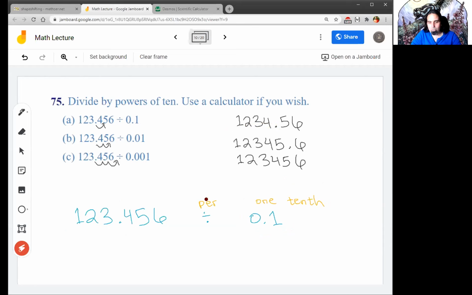So if you are per a tiny thing, then by the time you look at per your whole amount, because divided by 1 doesn't change anything, then you get more of it. If you had some amazing job and you got paid $123 every 1/10 of an hour, then when you worked a whole hour, you'd get $1,234.